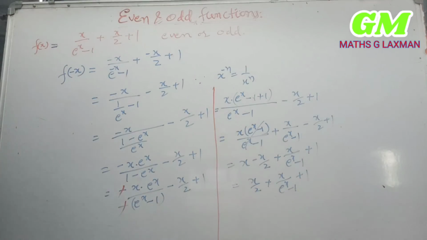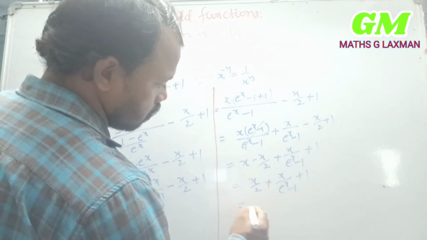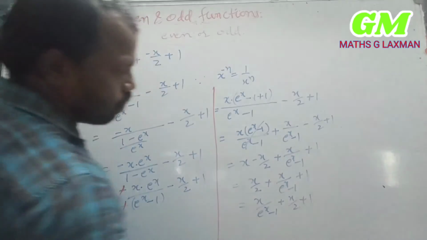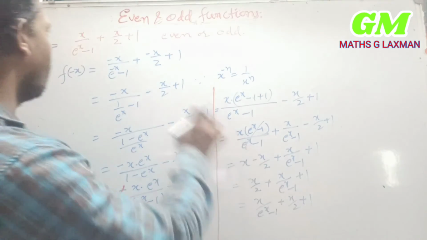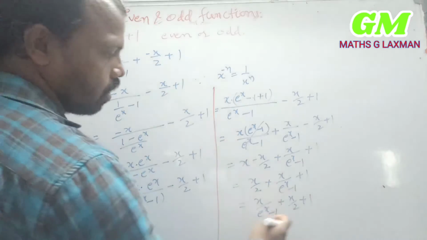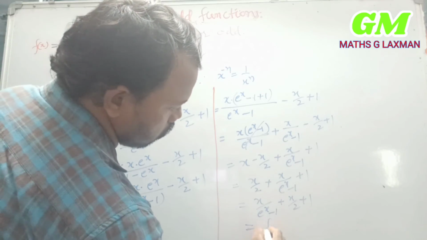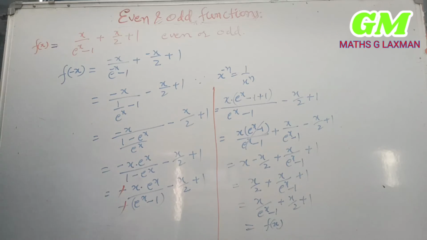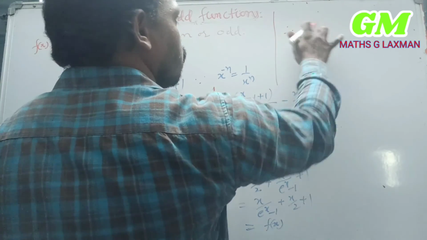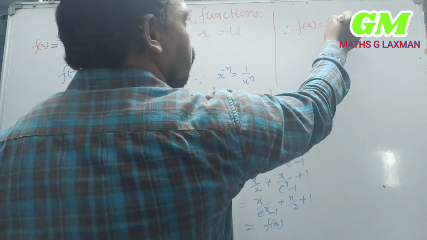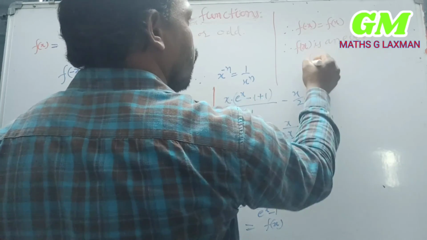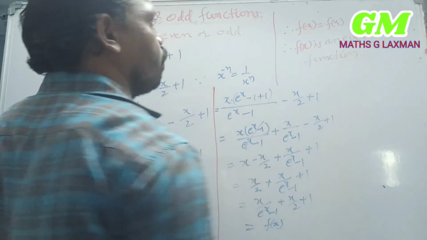Now change the order of the terms in this equation: x by e power of x minus 1, plus x by 2, plus 1. This is f of x. So here we got f of x. So this is equal to f of x. Therefore f of minus x is equal to f of x. Therefore f of x is an even function.